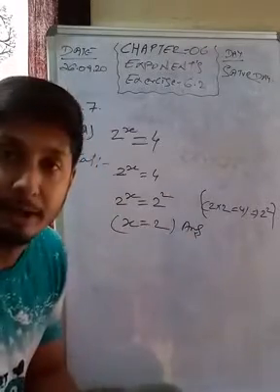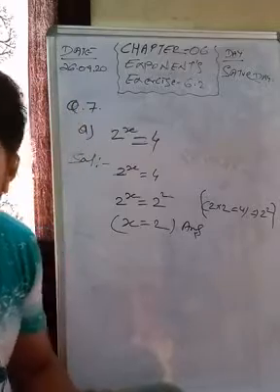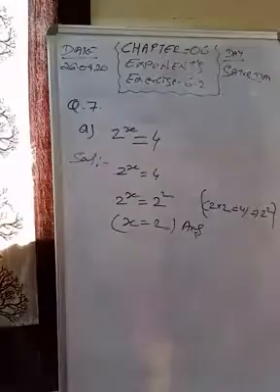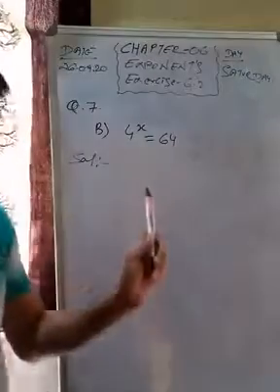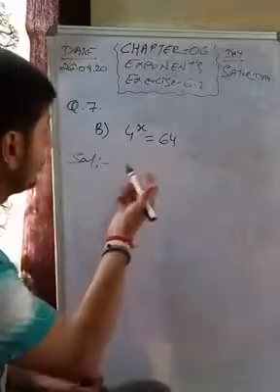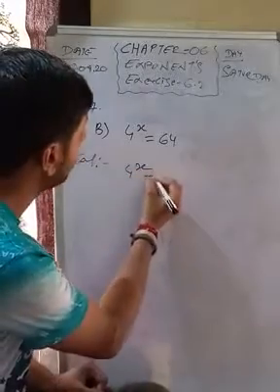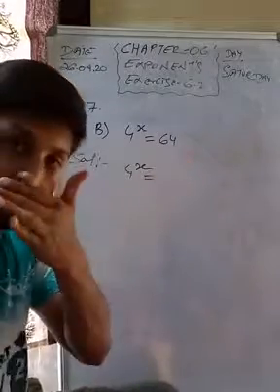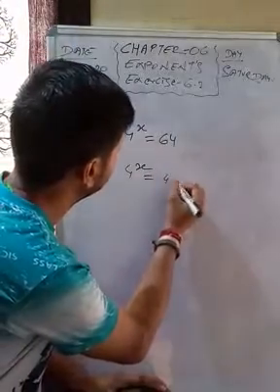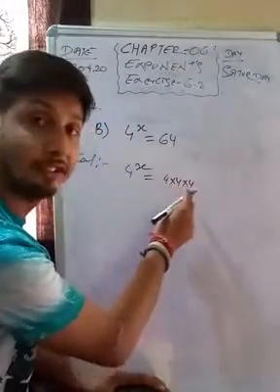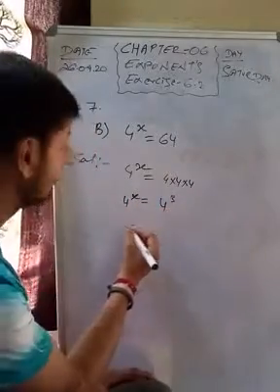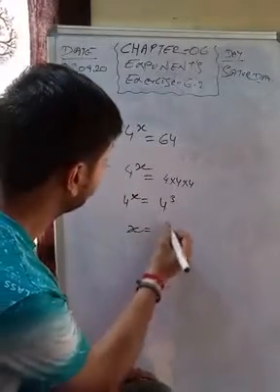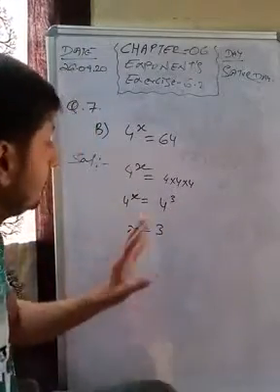Question number 7a is done. I will write question number b. Okay, let's note it down. This is our next question: 4 to the power x equals 64. So I have written here 4 to the power x equals 64, which means 4 multiplied by 4 multiplied by 4. 4 fours are 16, 16 fours are 64. So 4 to the power x equals 4 to the power 3, so the x value is 3. Okay, this is the answer.